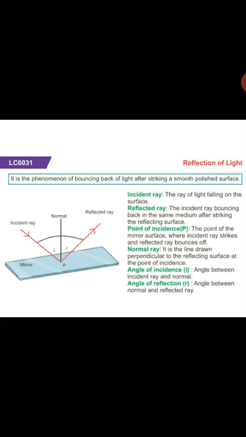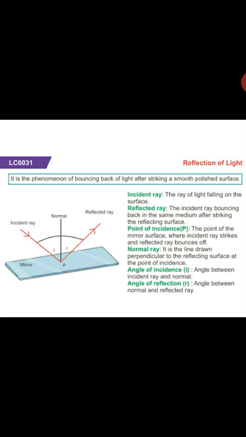Now here the diagram is the ray diagram, where you have different parts of the ray diagram for reflection. Let's see each one in detail. The ray of light which falls on the surface is called the incident ray. In the diagram, the incident ray is coming down, the arrow is going downwards and it is falling on the surface. So that is the incident ray.